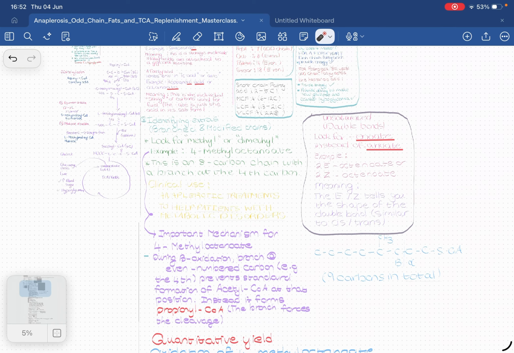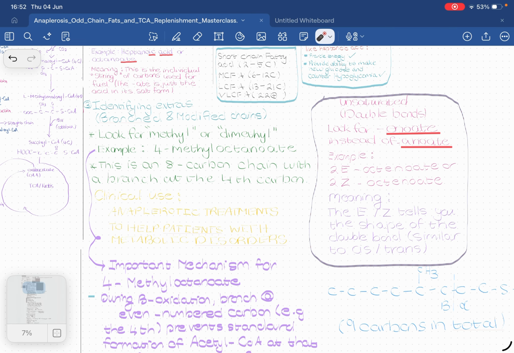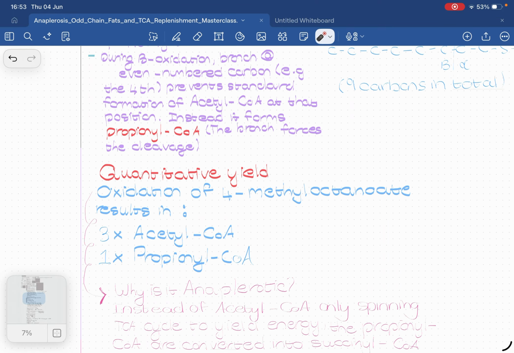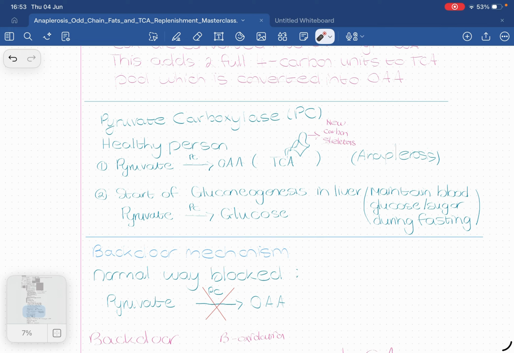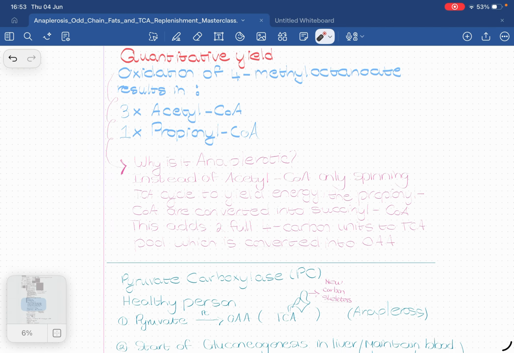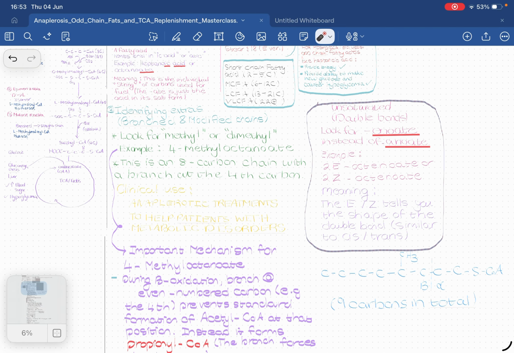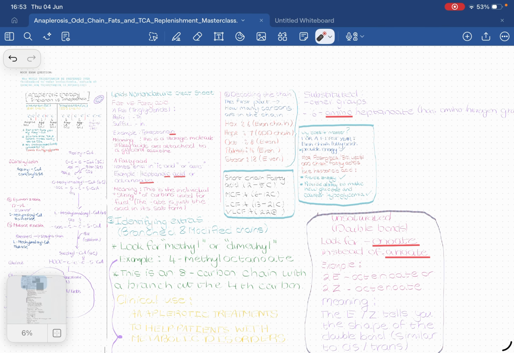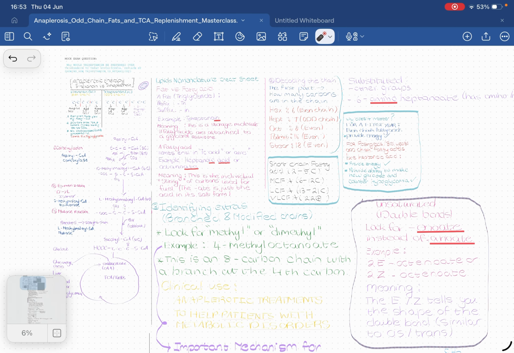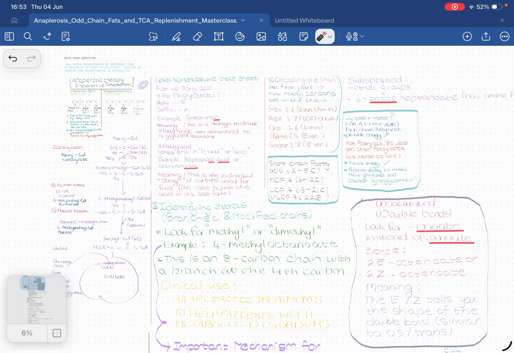Let me just see. Okay, so this last one. Identifying the extras, branched and modified chains, you just look for methyl or dimethyl. So the example is 4-methyl-octanoate, which is an 8-carbon chain with a branch at the 4th carbon. So it's also useful for anaplerotic treatments. And I think this is mostly it for today's video. I just wanted to show you this entire thing because it's very useful during the very complex multiple choice questions during your honors year, and all of this becomes very important then.